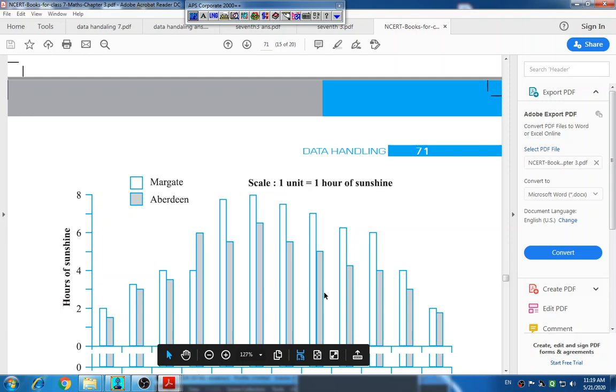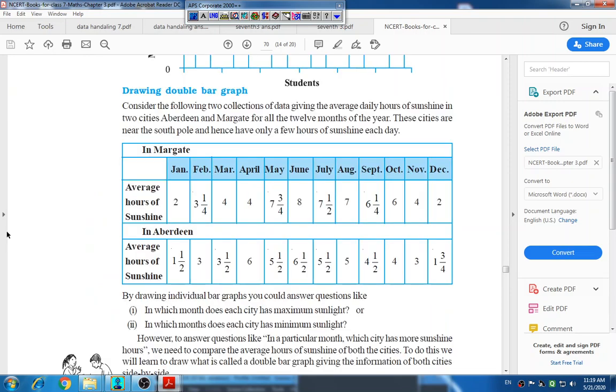Now drawing a double bar graph, look here. Consider the following collection of data giving the average daily hours of sunshine in two cities, Aberdeen and Margate, for all the 12 months of the year. These cities are near the South Pole and hence have only a few hours of sunshine each day.